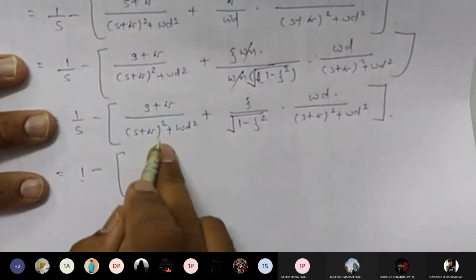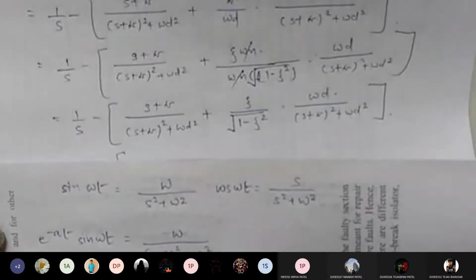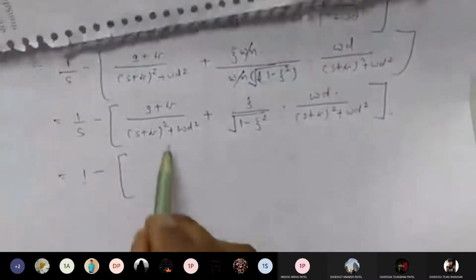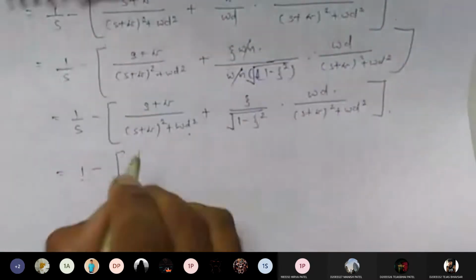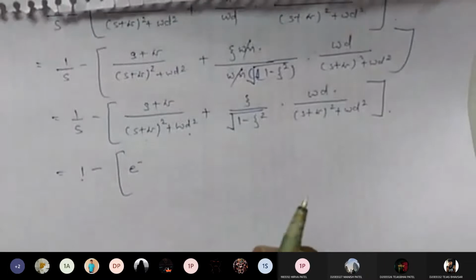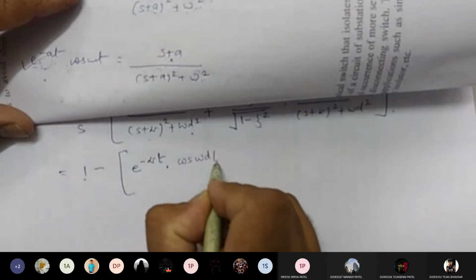Okay, what will be the inverse Laplace of this formula? You have to take the help of this equation. Which equation is it looking like? s plus a, s plus alpha, whole square plus omega. So it is the same. So what I can write, e raised to minus at. So your answer will be e raised to minus alpha t into cos omega d t.